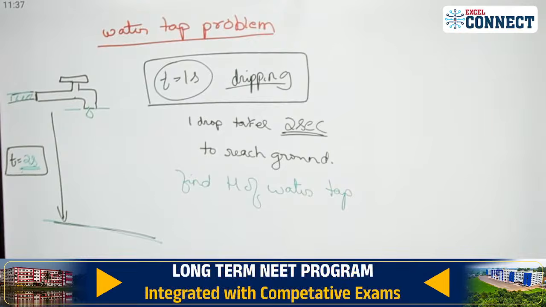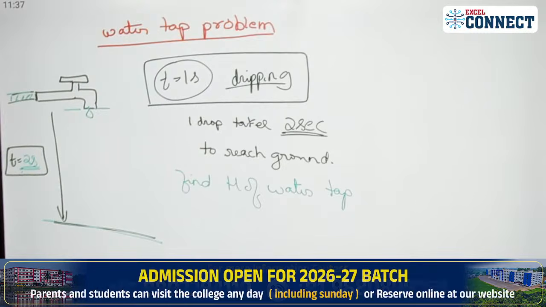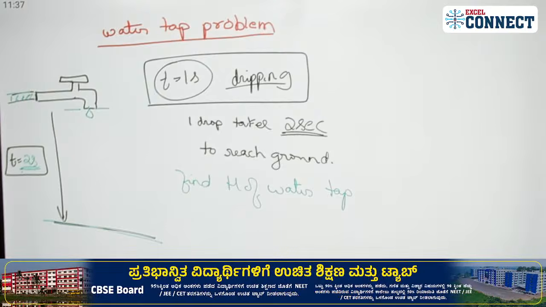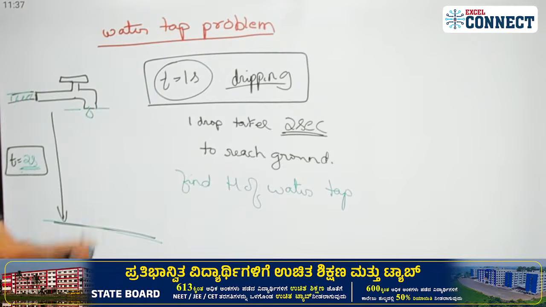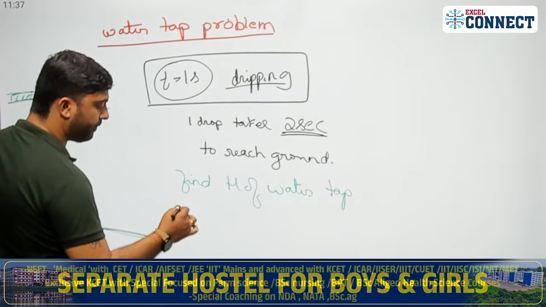So dripping is for 1 second, or we can take 0.5 second also. First we will solve for 1 second. If one drop takes 2 seconds to reach the ground, find the height of the water tap. So one drop takes 2 seconds to reach the ground. What is the height of the tap?